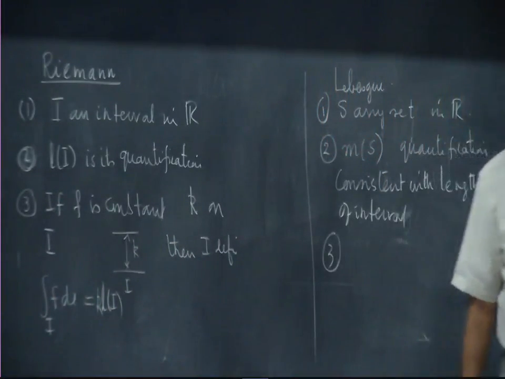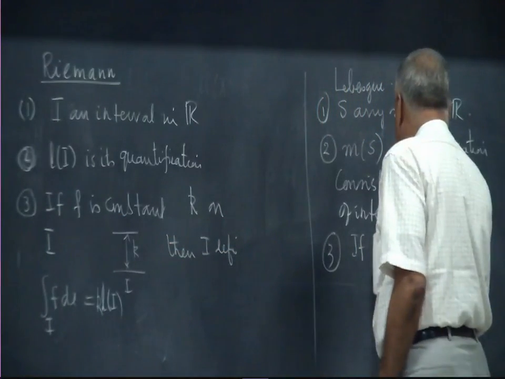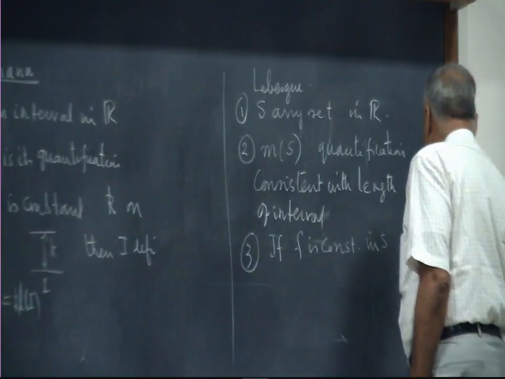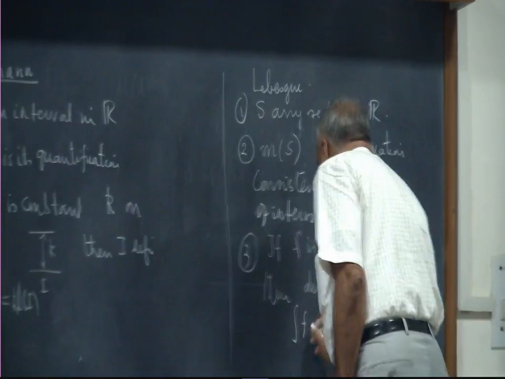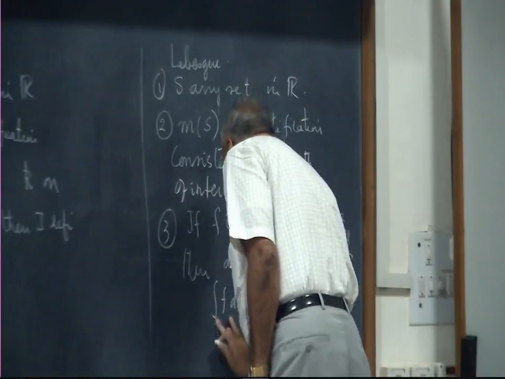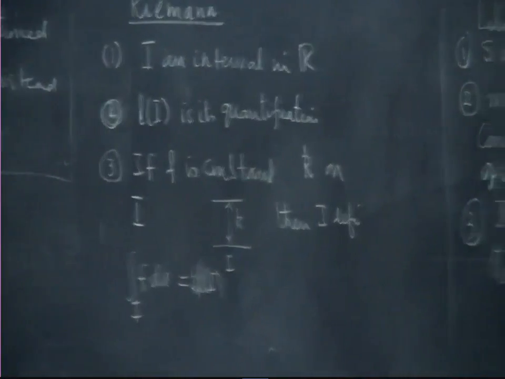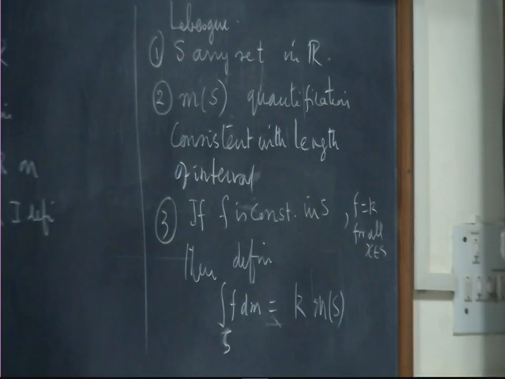Now that makes it a measure theory introduction class, I will make some comments also at the end. Okay. Three, he copies this. Now, f is constant in S, say f equal to k for all x in S, then define the integral of f dm over the set S to be, where length of I will be replaced by the measure of S, times the value k. You see, that is very, very nice. So, it is like k is the density, m(S) is the volume. Volume into density, the total mass. Okay. That is the first step he copied.